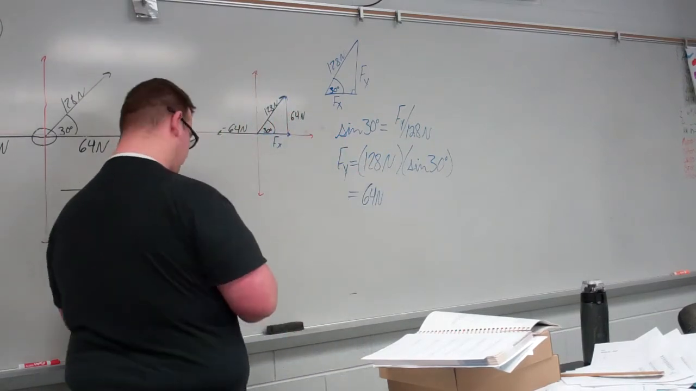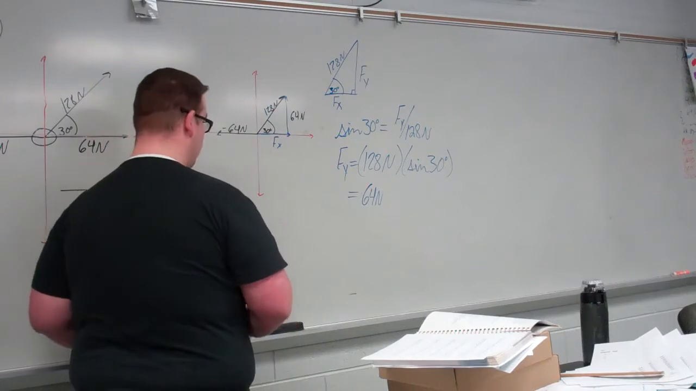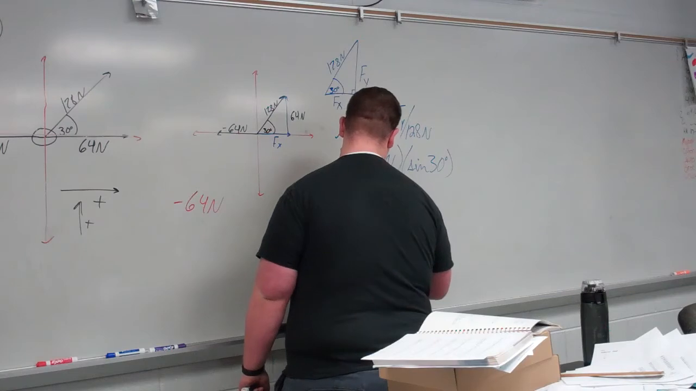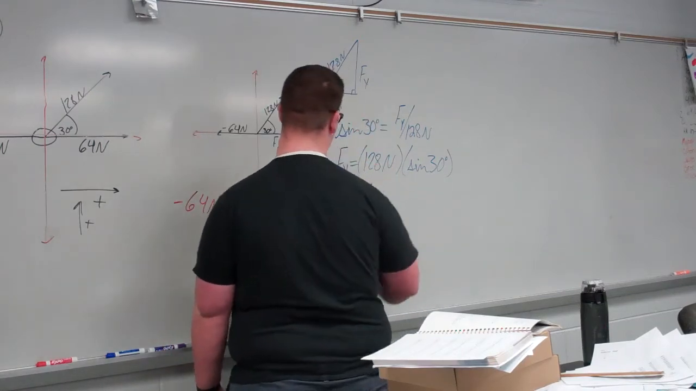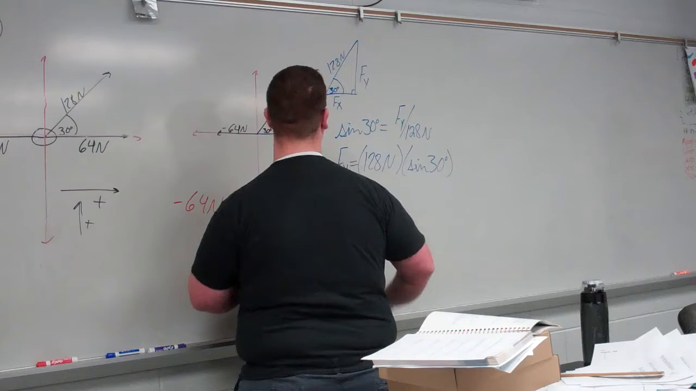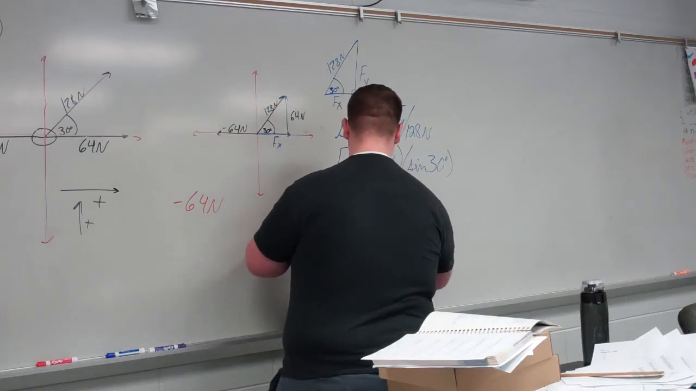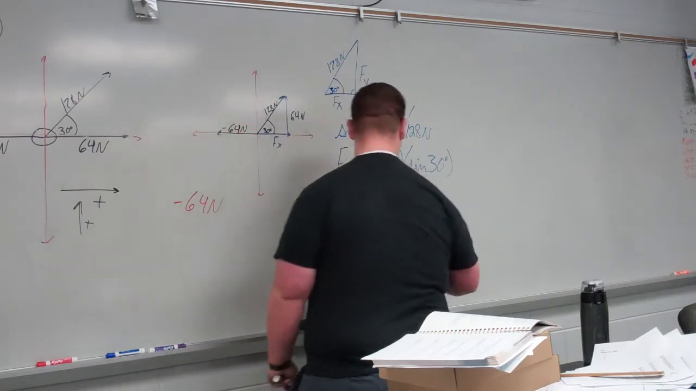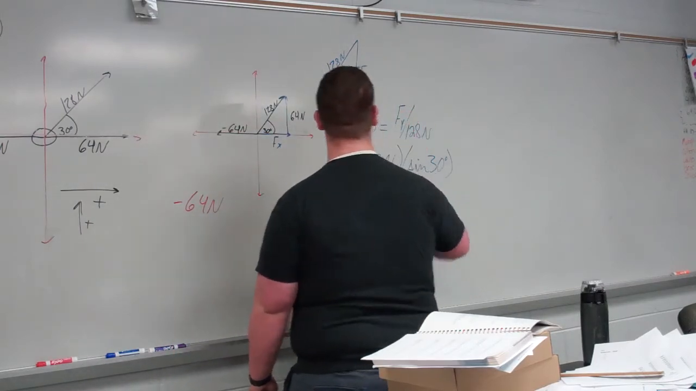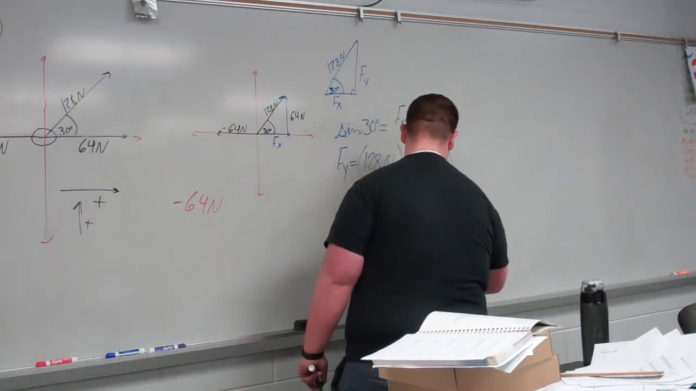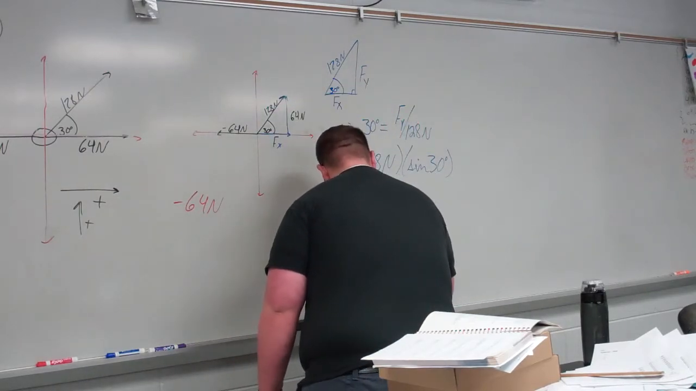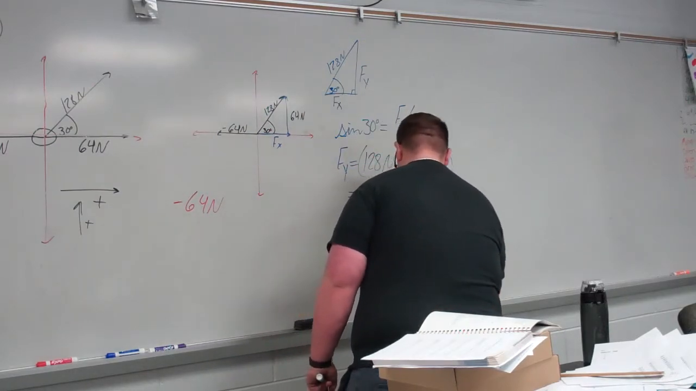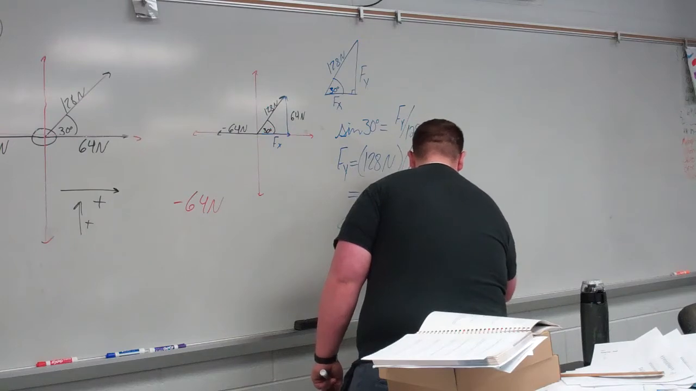Alright, so force sub y is 64 newtons. Now I have to find the force sub x. Let's do it in green, just to be different. Here's the triangle. Cosine of 30 degrees is equal to adjacent, which is F sub x, over the hypotenuse, which is 128 newtons. So force sub x is equal to 128 newtons times the cosine of 30 degrees.